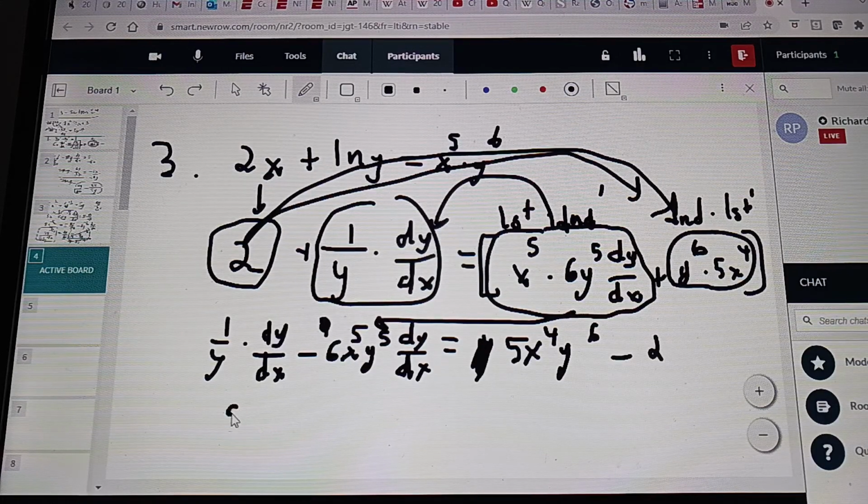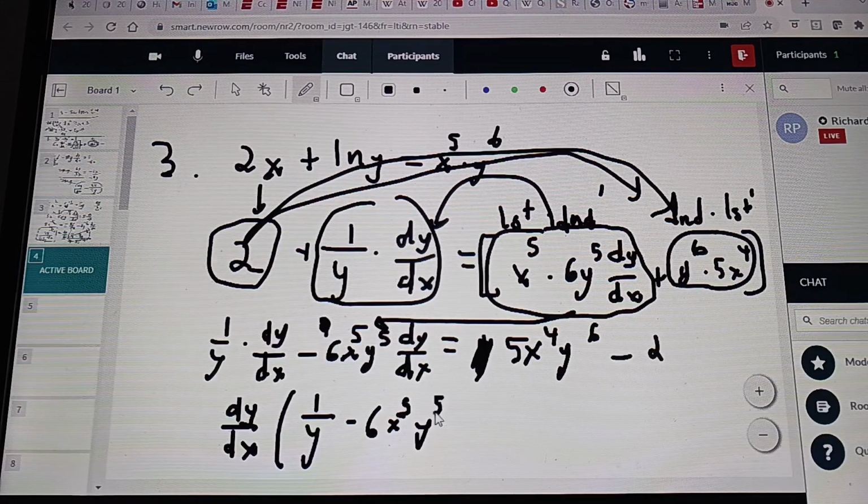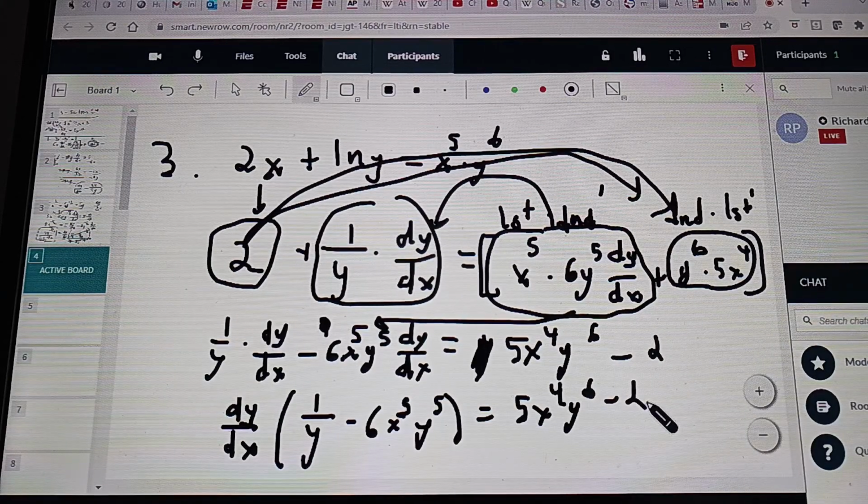And now I can factor out a dy over dx, and this is why I wanted to move this side so it would be on the proper side that we're used to, but it really doesn't matter which side you're on. So then you would have a 1 over y minus a 6x to the 5th, y to the 5th left over. And then you're just going to divide by everything next to the dy over dx. And again, we don't care how messy it looks in the end.